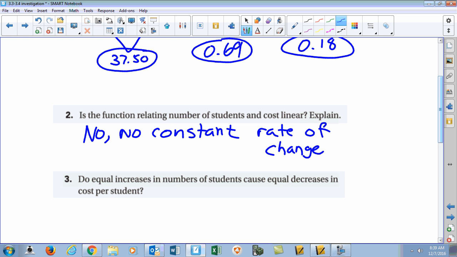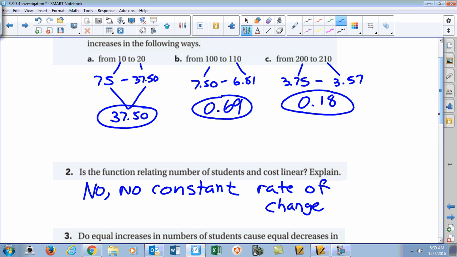And so number 3, it says, do equal increases in the number of students cause equal decreases in the cost per student? Well, look. Here I went up by 10, right? I go up by 10 students, what's my cost? It went down $37.50, right?